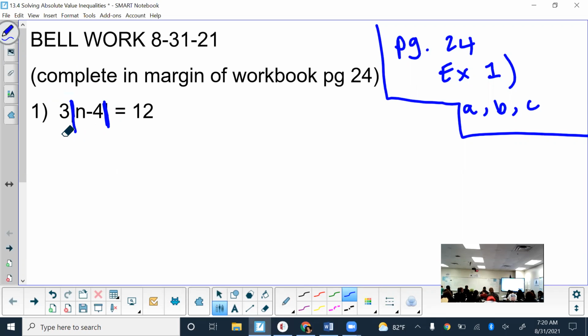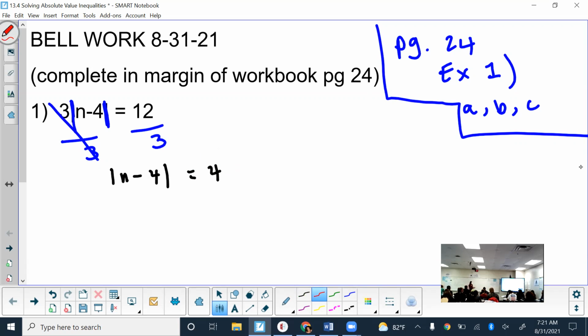Trying to multiply by 3, so we divide by 3. Good. All right. So instead of multiplying, you divide, and then whatever you do on one side, you have to do to the other. All right. On the left side, we have the absolute value of n minus 4 equal to what? 4. Good, because 12 divided by 3 is 4.